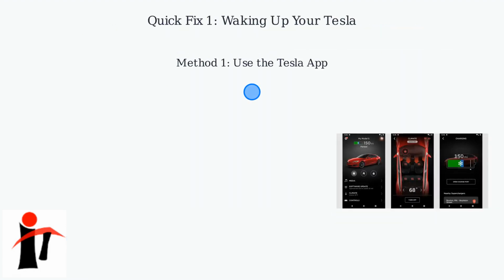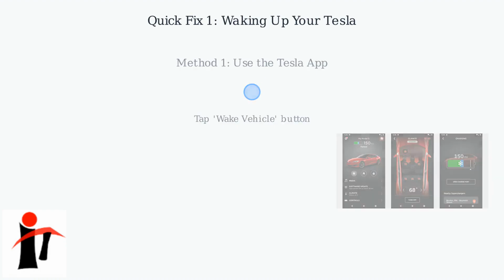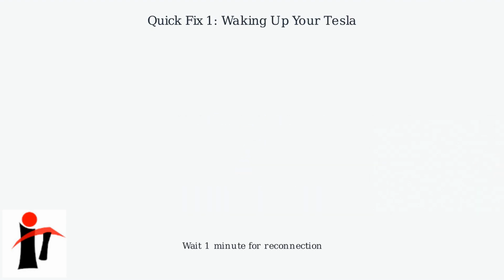The easiest solution is to wake the car. In the Tesla app version 4.24 or later, tap the Wake Vehicle button. Alternatively, use your key fob to unlock the car. This should rouse the car from sleep mode and re-establish the connection. Give it a minute to reconnect.